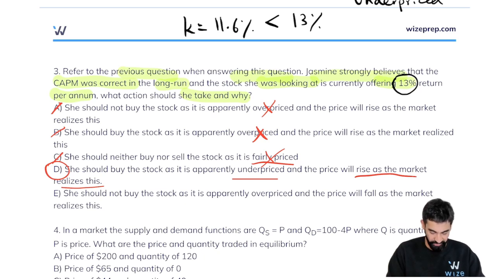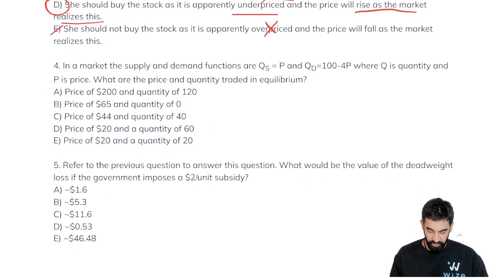And D says she should not buy the stock as it's apparently overpriced. No, all the other ones are saying overpriced. So it's D. Question number 4, it says in a market supply and demand, where Q is the quantity and P is price, what are the price and quantity traded in equilibrium?